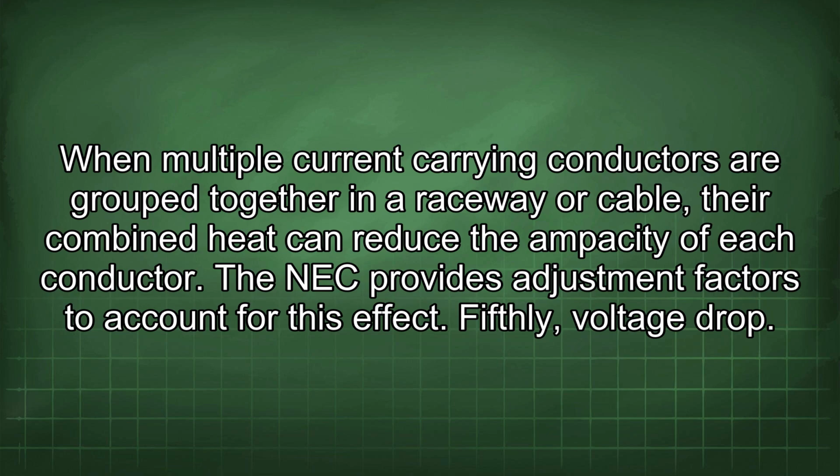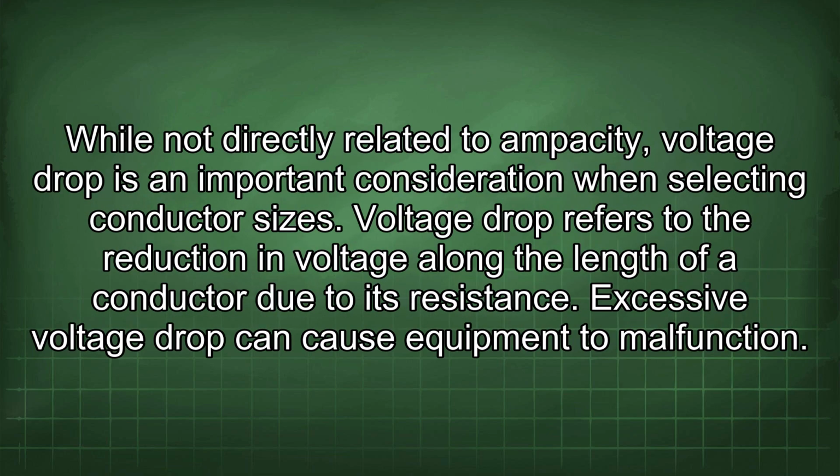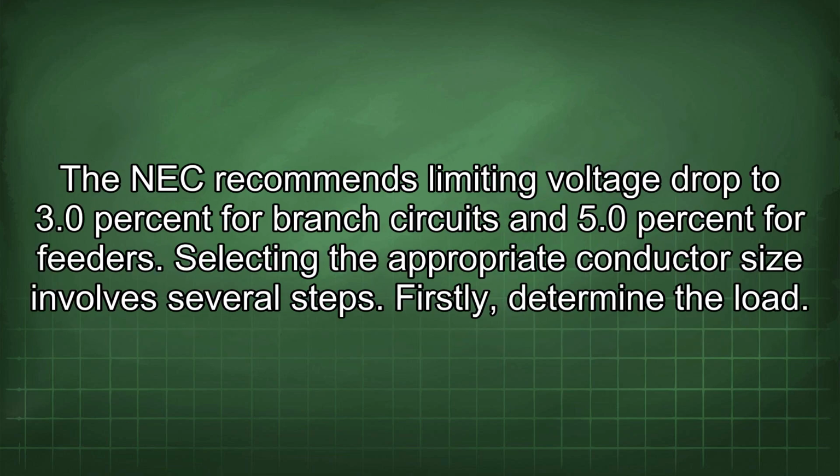Fifthly, voltage drop. While not directly related to ampacity, voltage drop is an important consideration when selecting conductor sizes. Voltage drop refers to the reduction in voltage along the length of a conductor due to its resistance. Excessive voltage drop can cause equipment to malfunction. The NEC recommends limiting voltage drop to 3.0% for branch circuits and 5.0% for feeders.